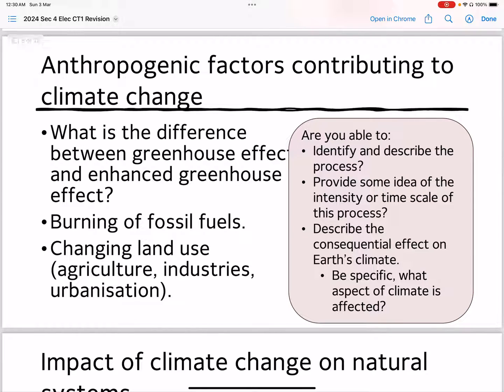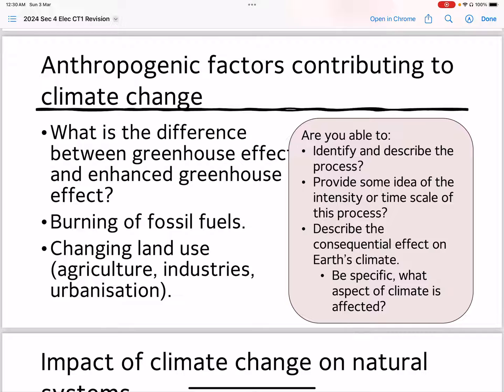The next subtopic will be on anthropogenic factors contributing to climate change. Keyword here, anthropogenic: please remember these are human factors that are a result of human action. So when you're looking at anthropogenic factors, one of the key concepts you must understand is the difference between the greenhouse effect and the enhanced greenhouse effect. What is the difference? And are there some similarities between how these two things actually exist? Moving on, we'll be looking at how the burning of fossil fuels as an anthropogenic factor contributes to climate change.